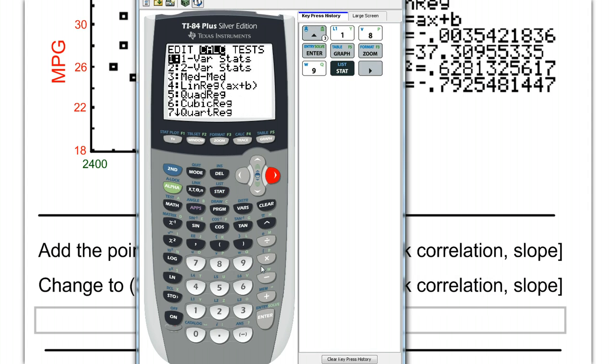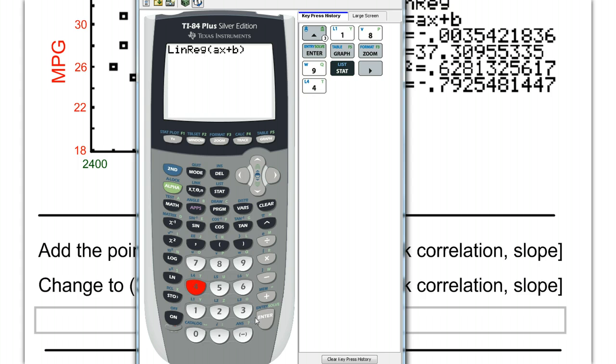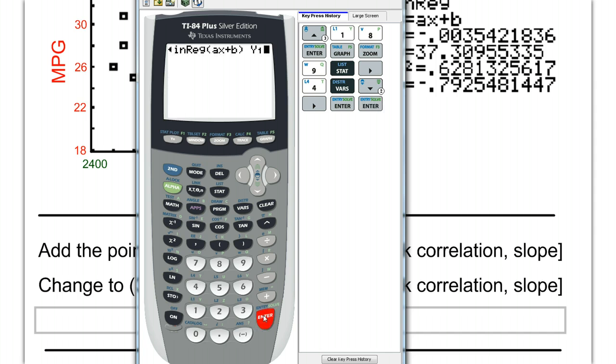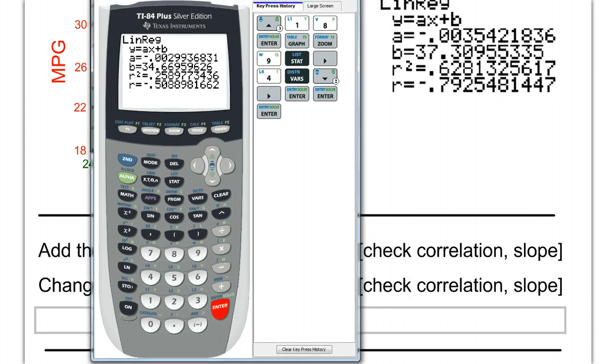Stat, calc, fourth one down. We're going to re-update our line of best fit. So we go over to yvars, function, y1, and hit enter. If we look at our A value and our y-intercept, our slope and our y-intercept here, you can see that the slope got a little bit more gradual, and as a result, the y-intercept went down just a little bit.